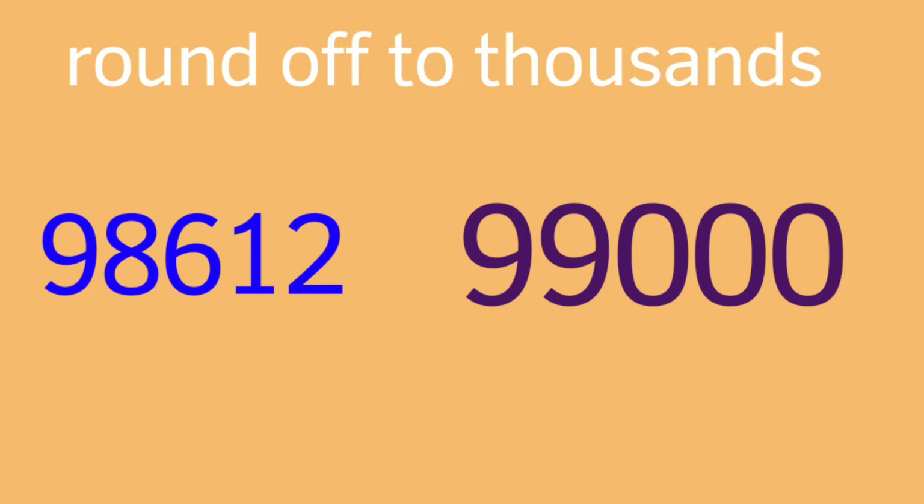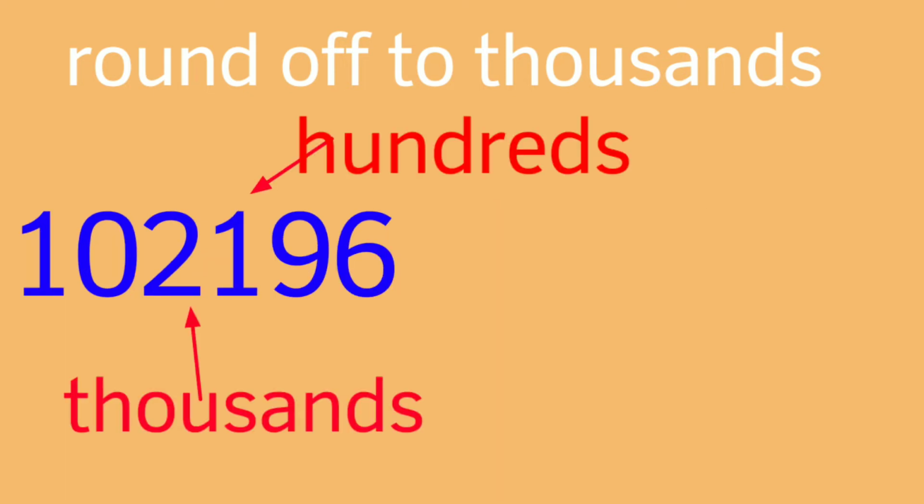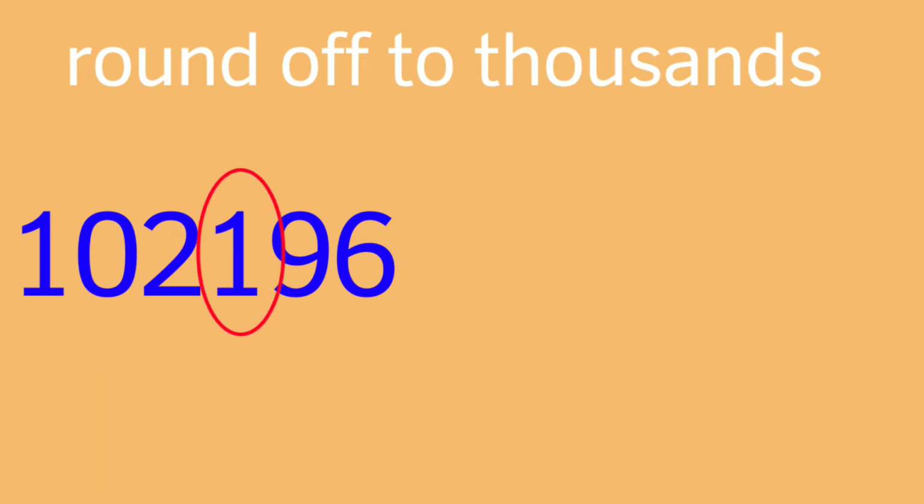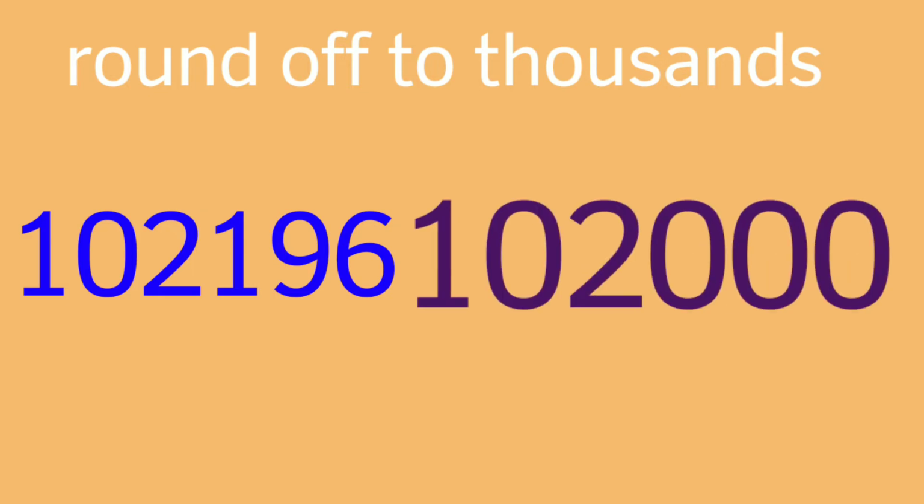In 102,196, 2 is the thousands digit, and the number to its right is 1, which is lower than 5. In this case, we round the number down, so the answer is 102,000.